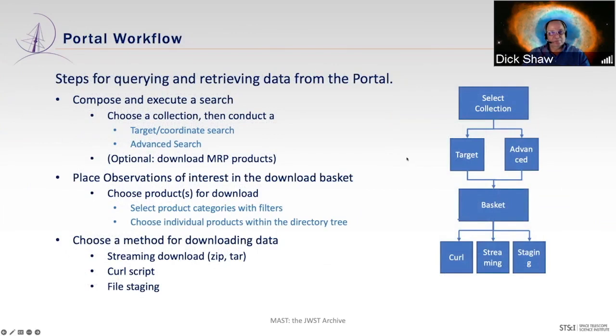So what's the workflow? Typically what you're doing is querying and retrieving data from the portal in the following way. You compose and execute a search. And for that, you choose a collection and then conduct a search either by target coordinate or some advanced search. You can place the objects of interest in what we call a download basket. This is analogous to Amazon or any other commercial site these days. And select in detail the products you actually want to download. And there are various ways to filter on that. Then you just choose a method for downloading the data, click the button, and off you go.